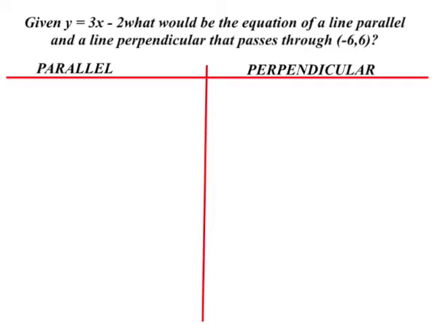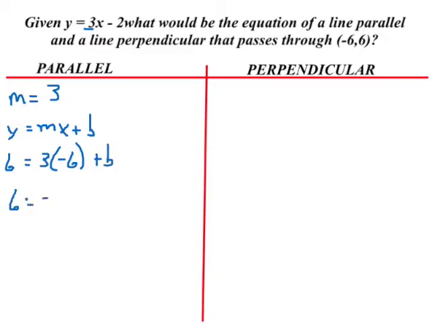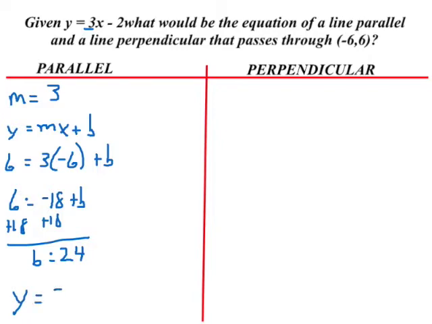Okay, well, let's see how you did. So first of all, parallel. We know that the slope of our parallel line is going to be the same as this one up here, so our parallel slope is going to be 3. So if we plug into y equals mx plus b, we get 6 equals 3 times negative 6 plus b. So 6 equals negative 18 plus b. Add 18, and we see that b equals 24. So our equation is y equals 3x plus 24.